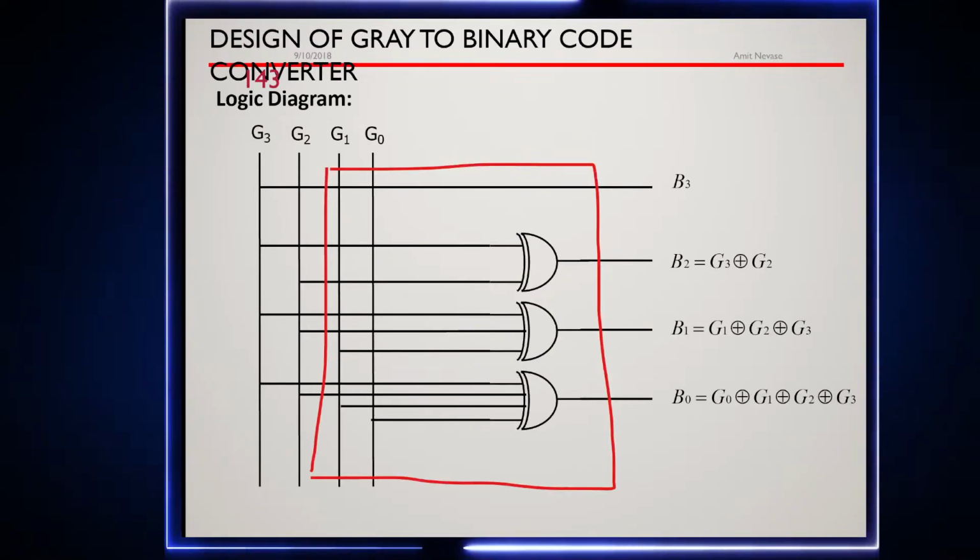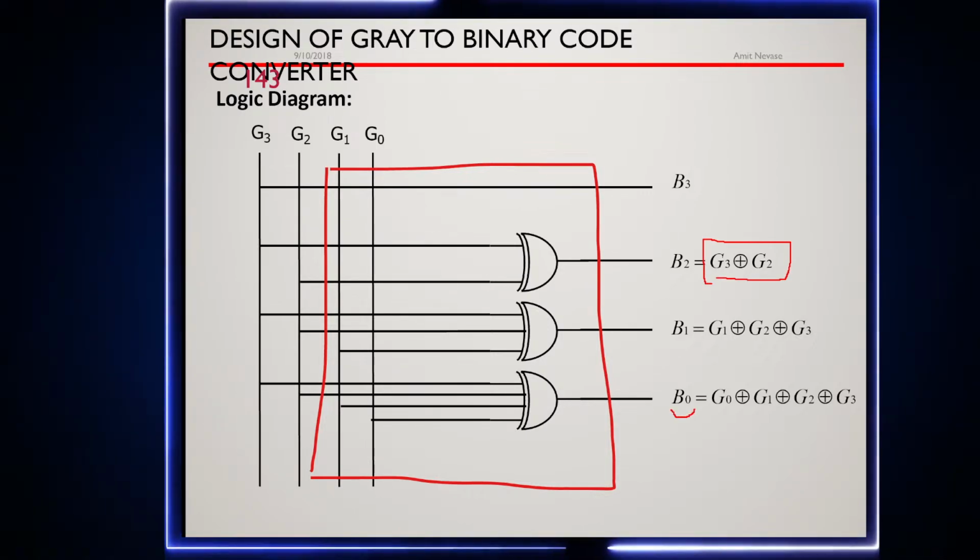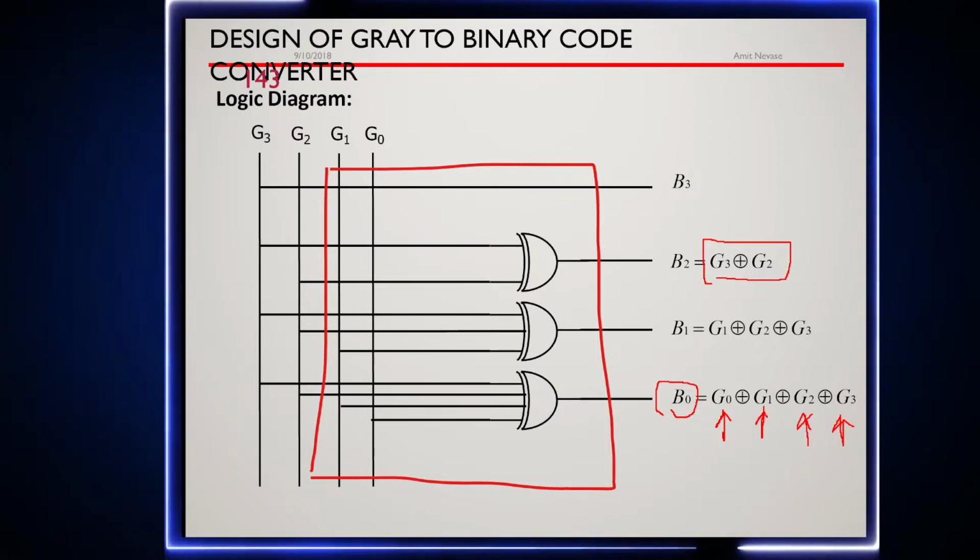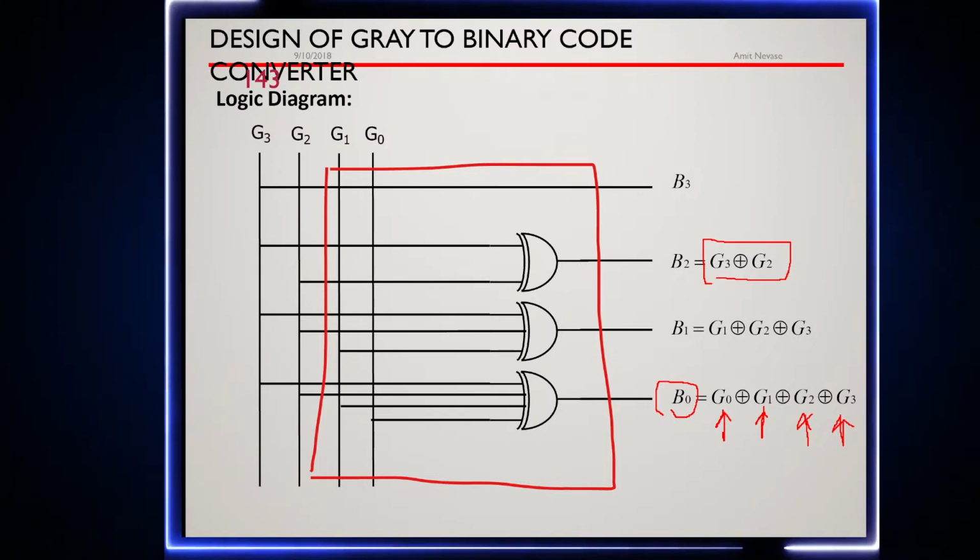I will show you the logic diagram first. So this is the logic diagram that you can see. Each binary term is nothing but equivalent to the XORing of the gray terms, right? So what would B0 be? That means the first binary term would be equivalent to the XORing of each gray term. In this case, this is a gray to binary code converter. So the first binary term would be G0 XOR G1 XOR G2 XOR G3.